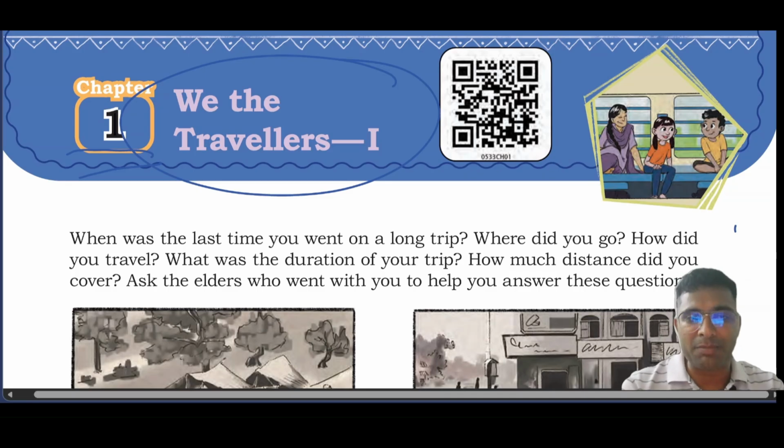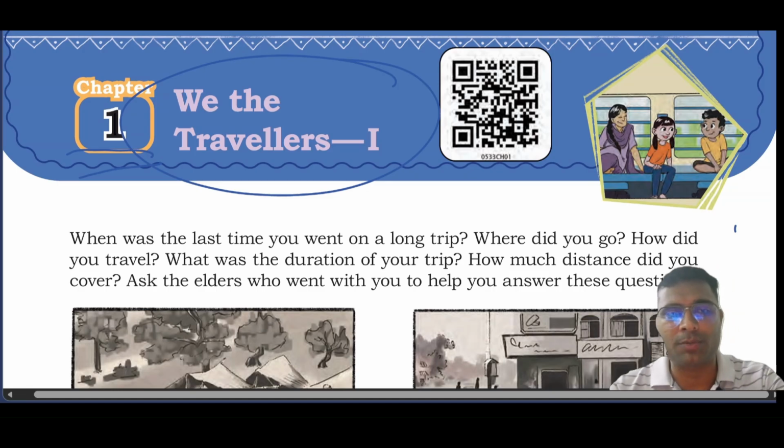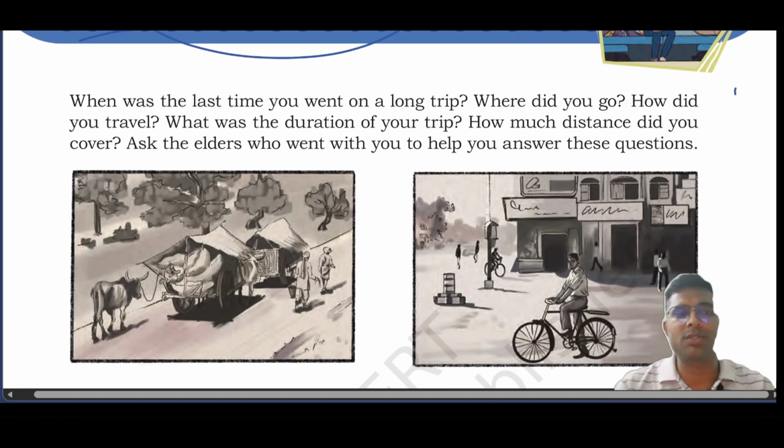So in this chapter, bachcho, we will learn about numbers, the Indian number system, how we call the numbers, how we read the numbers, their ascending and descending order, nearest numbers. So all these things we will learn in this chapter. So let's start, bachcho. Some questions are given here, bachcho.